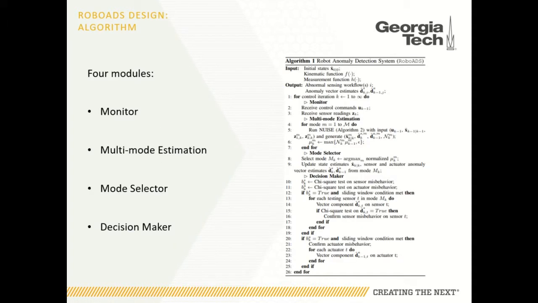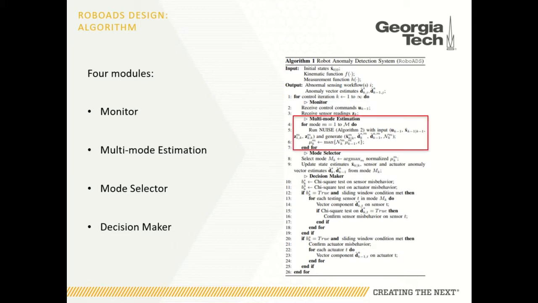Here's the algorithm for the RoboADS design. There are 4 modules: monitor, multi-mode estimation, mode selector, and decision maker. The first module, monitor, receives a list of control commands from the control unit, and after execution of commands collects sensor reading data from all the sensors.